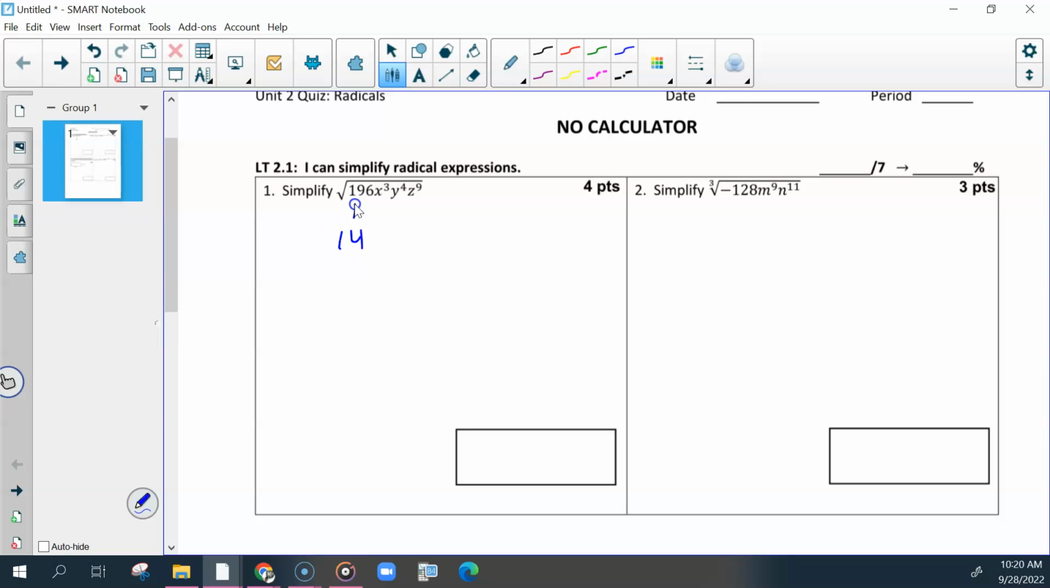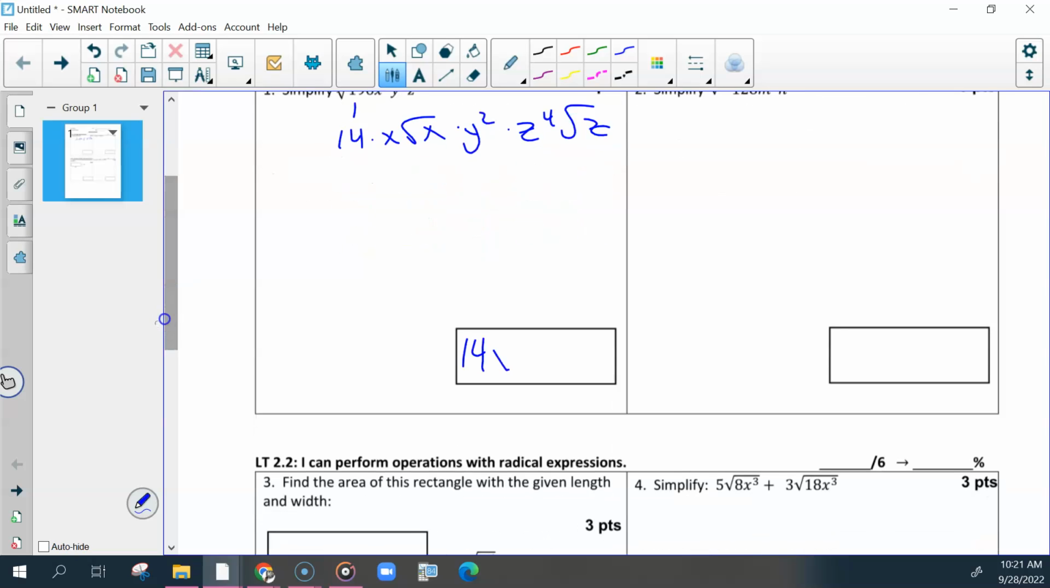2 goes into 3 once, with 1 left over. 2 goes into 4 twice, with nothing left over. 2 goes into 9 4 times, with 1 left over. So on the outside, you should have 14x y squared z to the 4th. On the inside, you should have x and z.